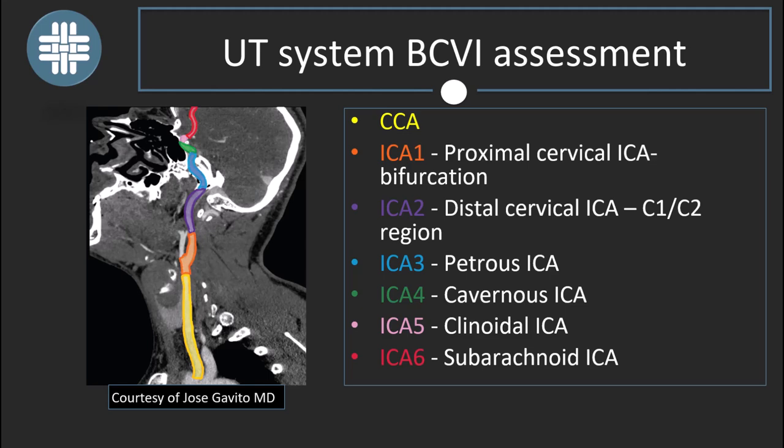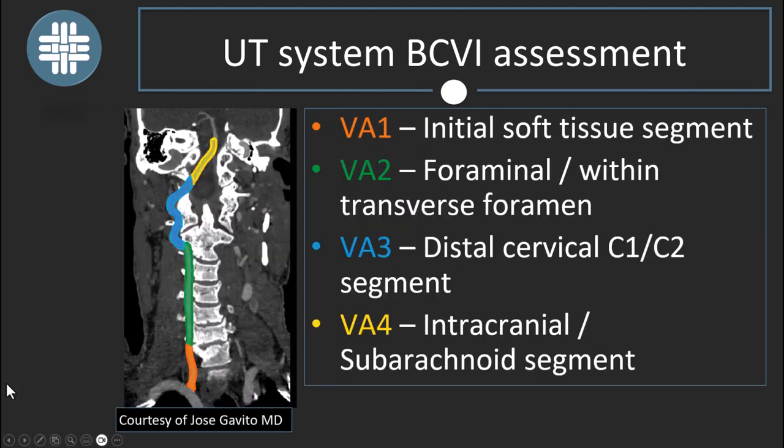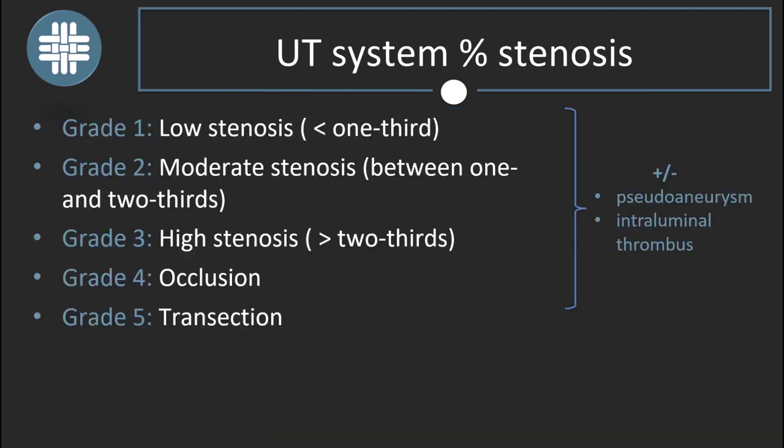For locating the arteries, they use this classification of the location of the different segments of the carotid system and the vertebrobasilar system, and then they want us to analyze the degree of stenosis in thirds: less than 1/3, between 1/3 and 2/3, and more than 2/3 for grades 1 through 3, occlusion for grade 4, and transection for grade 5.